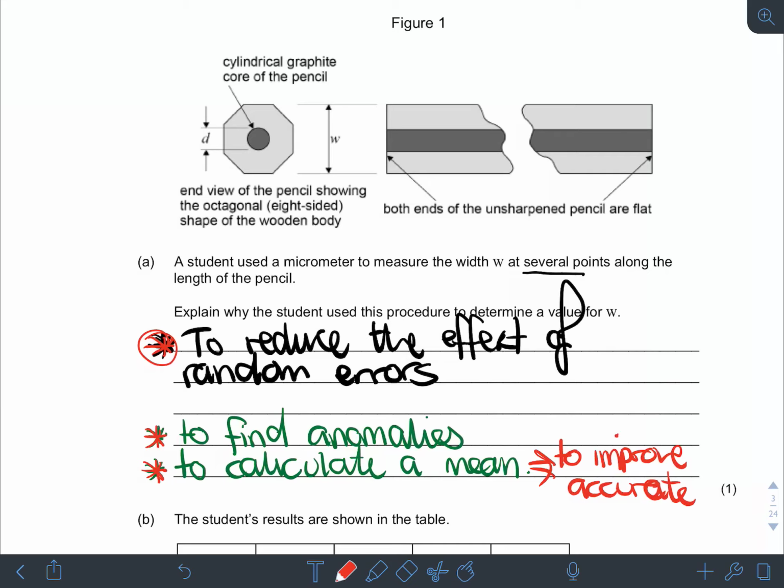Not enough to just say make it more precise, not enough to say to reduce human error or any of those things that you say. This is the big one, the top one: to reduce the effect of random errors. Please remember that, okay? Whenever somebody is taking several readings, that is the reason why.